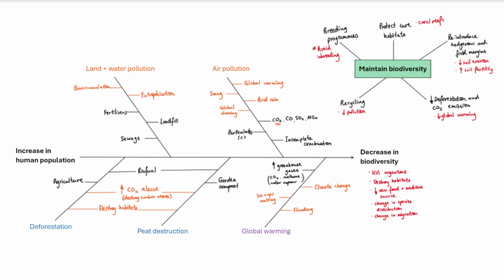So this is the summary of how an increase in human population can ultimately lead to a drop in biodiversity, what the impacts of that are, and also on that concept, how we try to maintain the biodiversity for the benefits of obviously the ecosystem and for us ultimately.